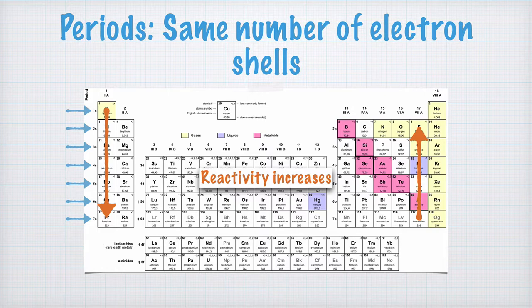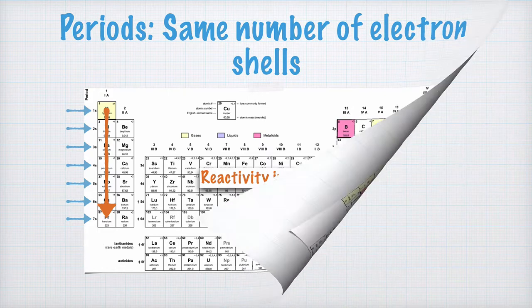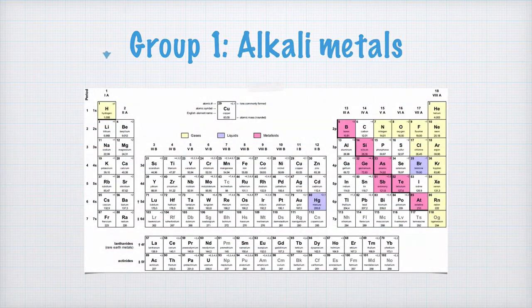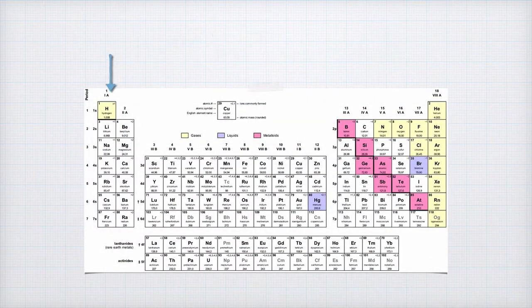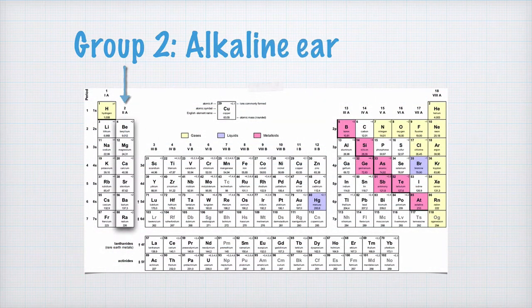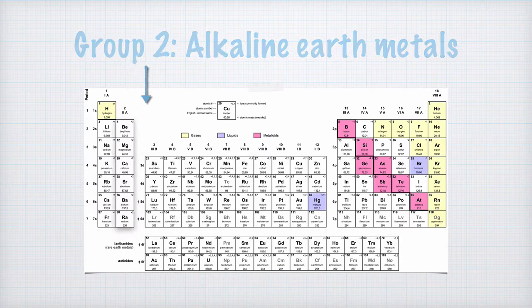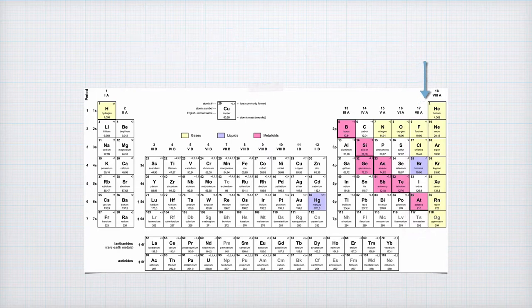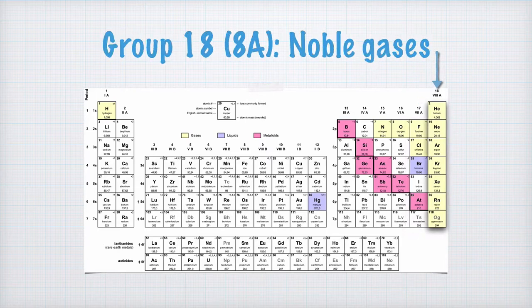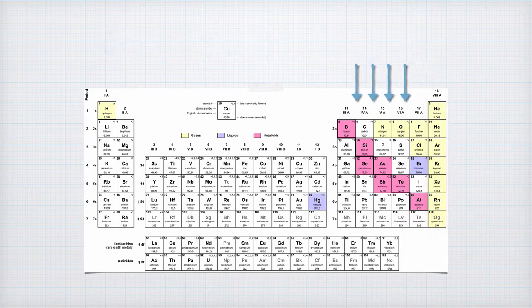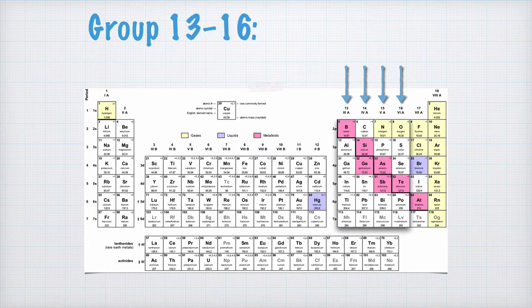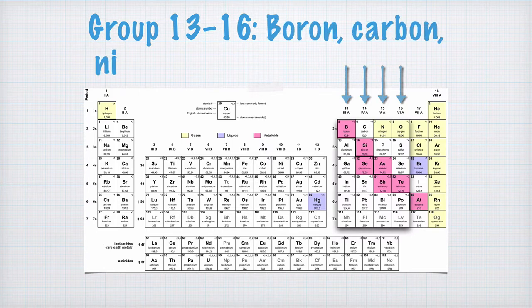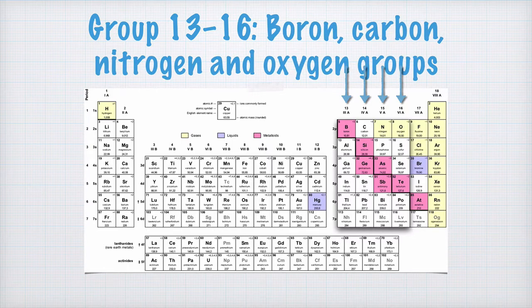The group that we find to the far left of the periodic table, group 1, is called the alkali metal group. Group 2 is the alkaline earth metals. Then we move over to group 17, where we find the halogens. In group 18, we have the noble gases. Group 13 to 16 have gotten their names after the first element in each group. That's why they are called the boron group, the carbon group, the nitrogen group, and the oxygen group.